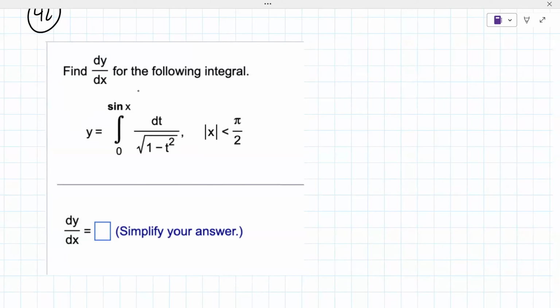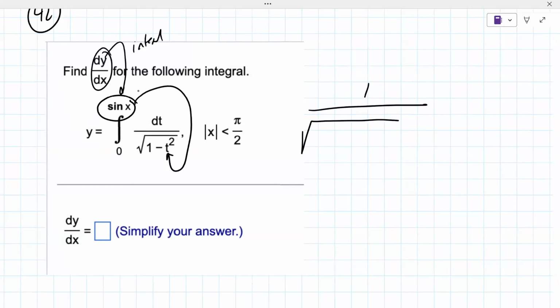I made some comment yesterday about how usually you get something a little bit more sophisticated. Whenever you're taking the derivative of the integral, what you do is you take this top thing and you put it in for the variable. So it becomes 1 over square root 1 minus sine squared x, like that, and it has to be x. And then you multiply by the derivative of whatever this thing is. Derivative of sine is cosine. And that is your final answer.